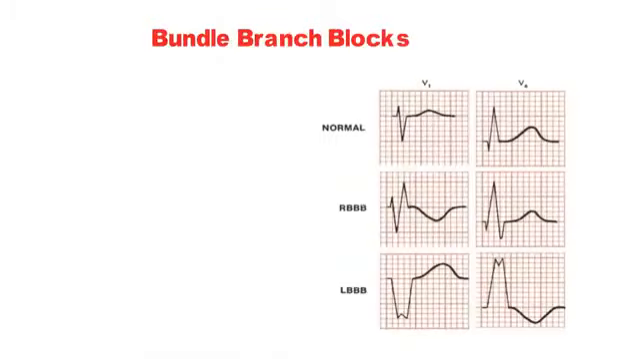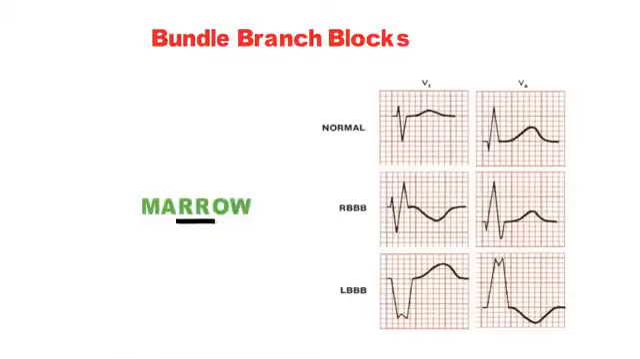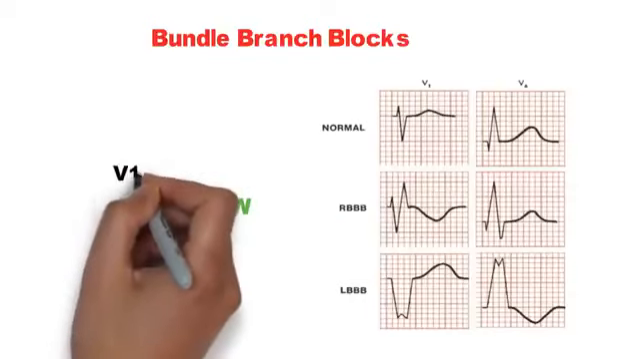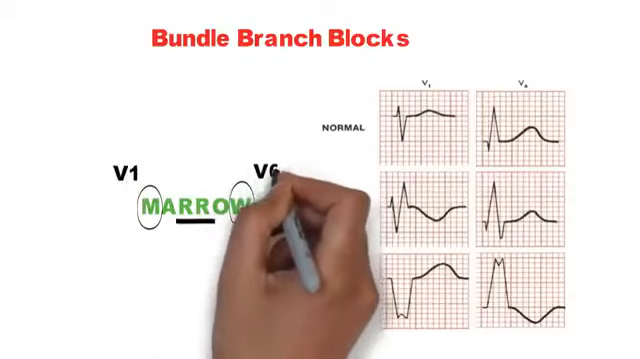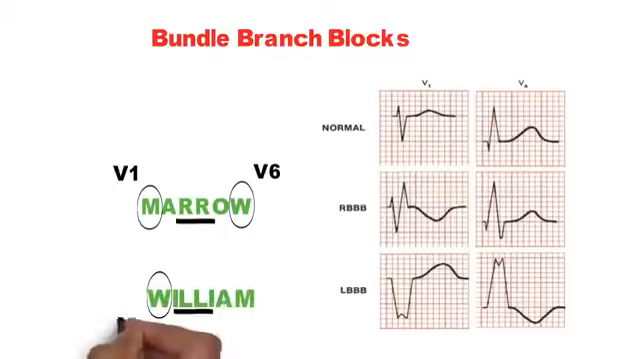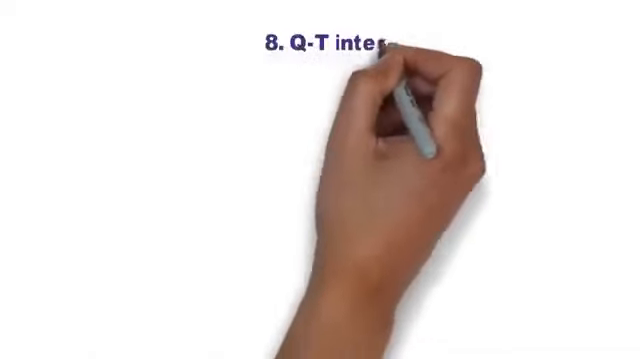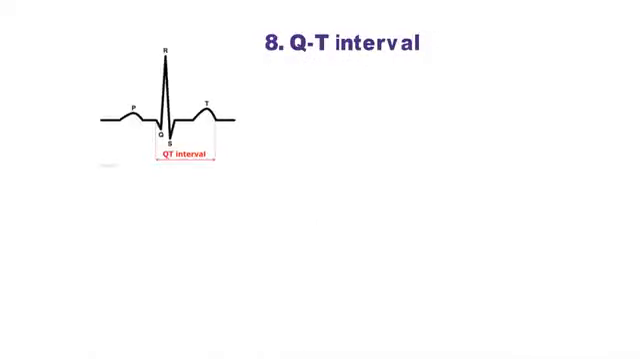In RBBB, there is M pattern in V1 and W pattern in V6. You can remember it with a mnemonic MARROW, where double R is for RBBB and M in V1, W in V6. Similarly, you can remember ECG of LBBB by a mnemonic WILLIAM, where W pattern in V1 and M pattern in V6 is present. Step 8, it is QT interval.